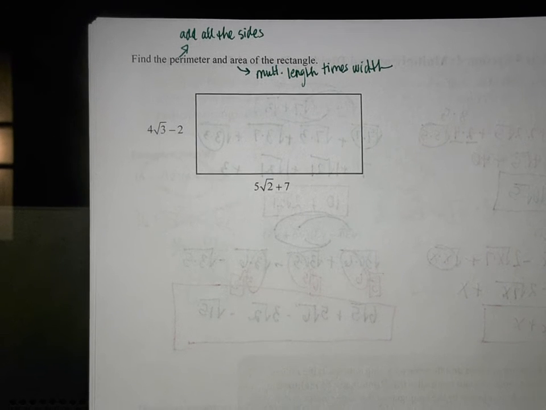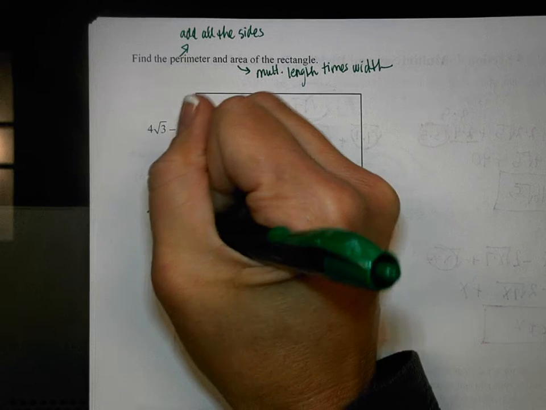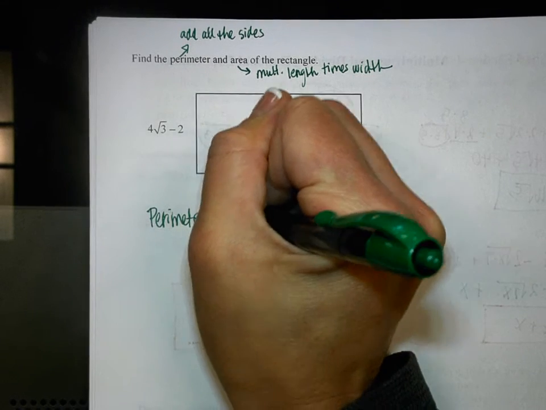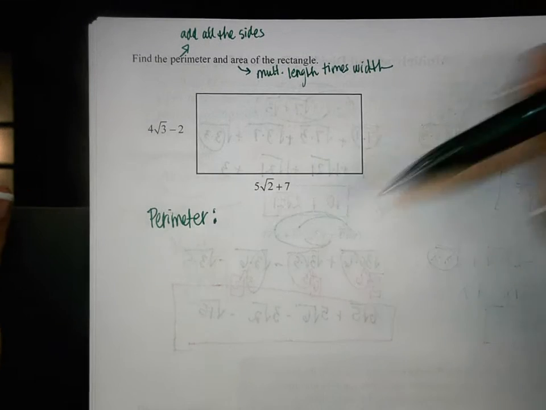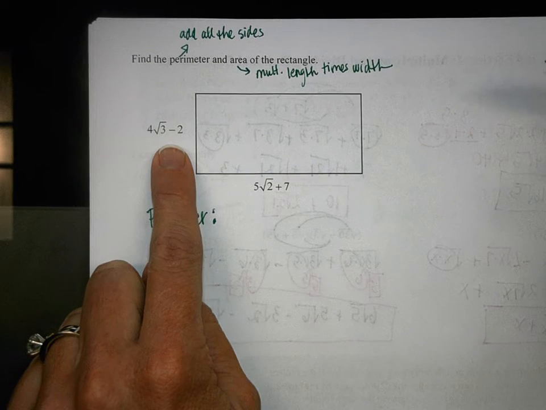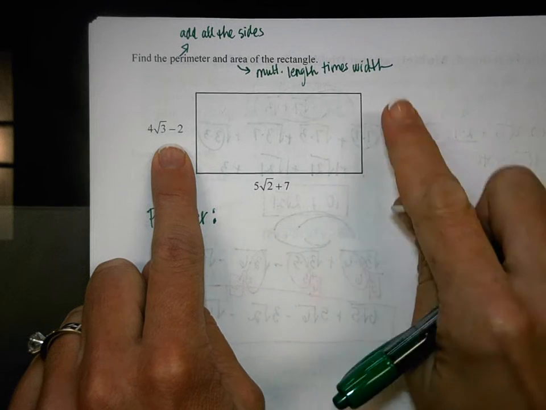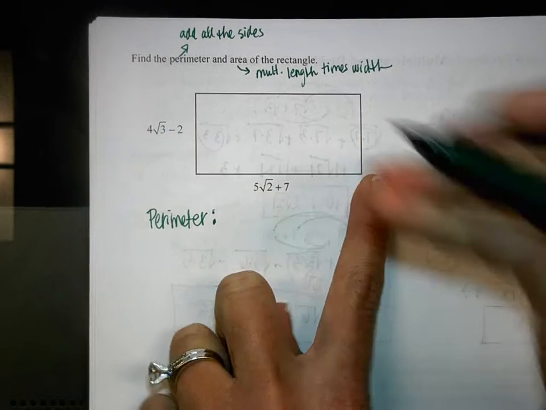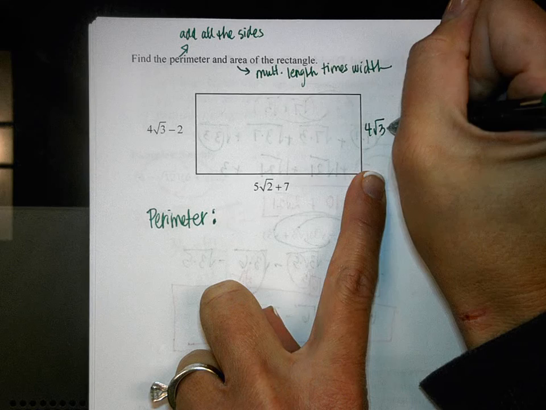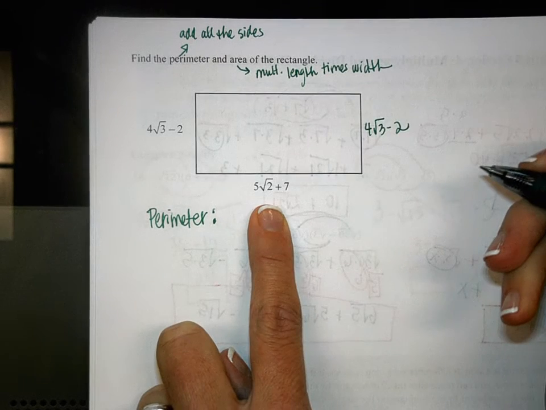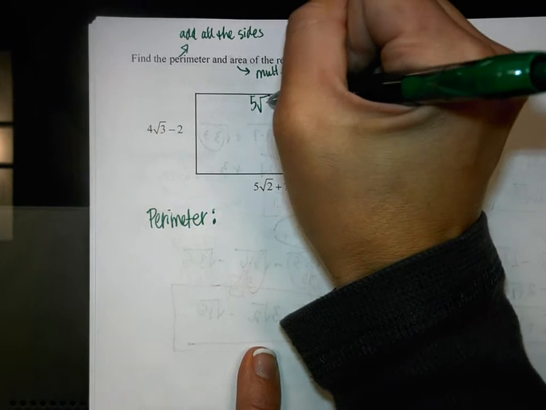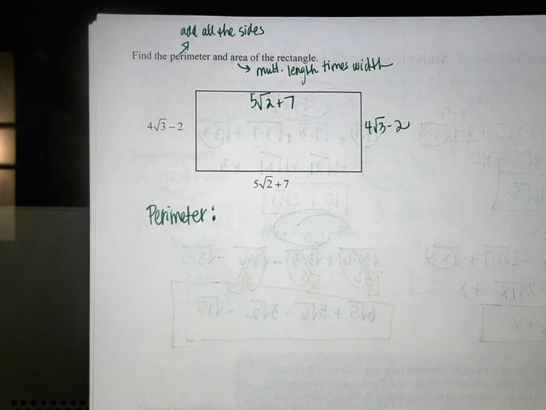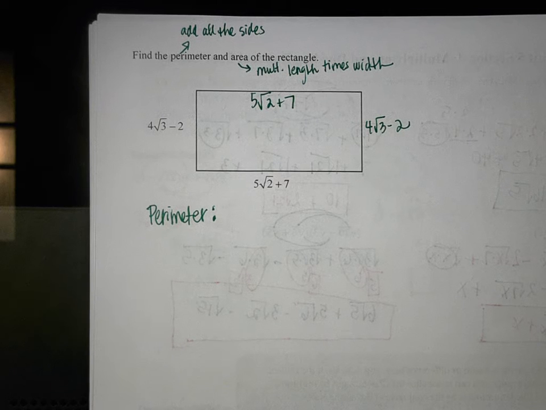Starting with the perimeter, when we want to find the perimeter, you need to know what every single side is. So if you have a rectangle and they tell you this side is 4 root 3 minus 2, what is this side? 4 root 3 minus 2. And if this side is 5 root 2 plus 7, then this side is also 5 root 2 plus 7. What will I do to find the perimeter? Add up all 4 sides.